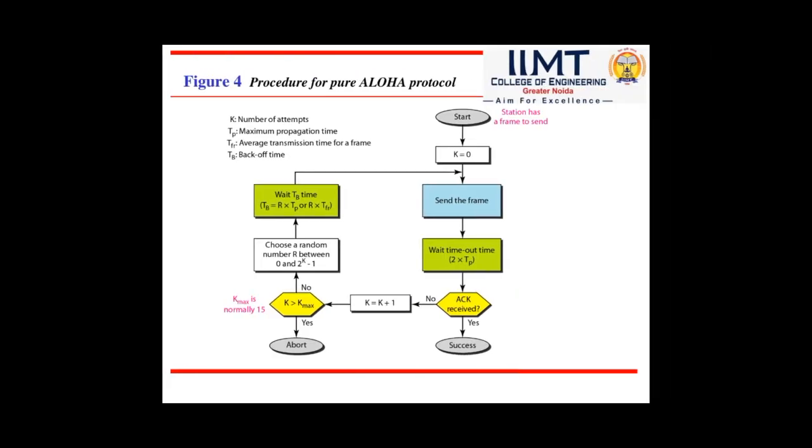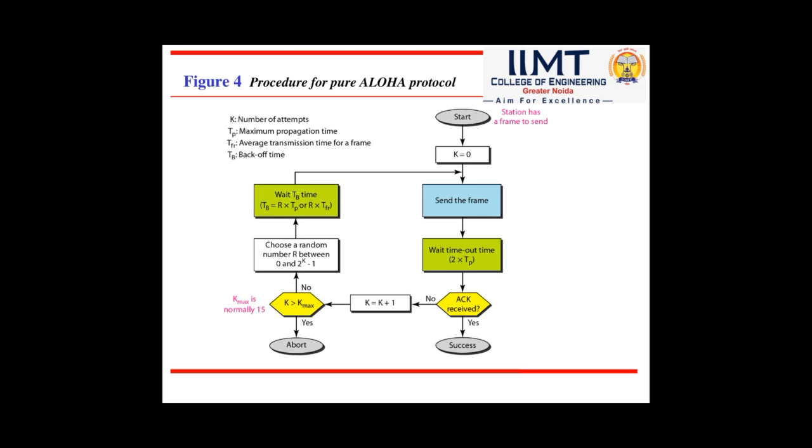Now the procedure of pure Aloha protocol is explained through this flowchart. Firstly, we start here. K indicates the number of attempts. Initially, the first attempt, so the value of K is 0. Initially, the station will send the frame. After sending the frame, the station will wait for the acknowledgement and then send its next frame. So here the waiting time will be 2 into propagation time. If the acknowledgement is received, then the station assumes that the frame is delivered successfully.